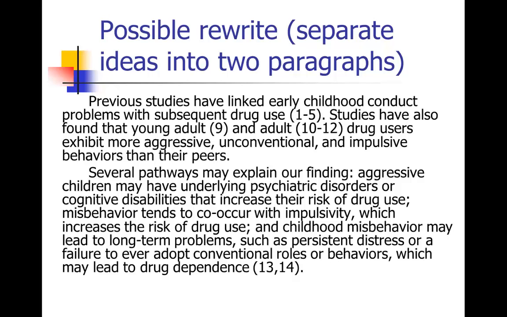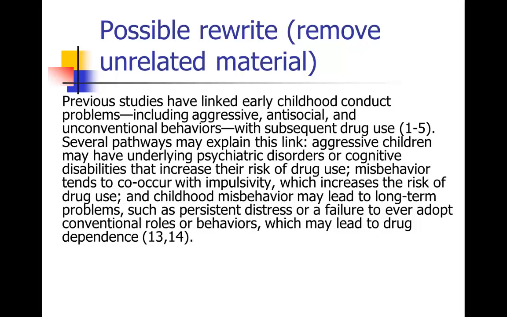Here's the other alternative thing you could have done, is you could have just deleted all of those adult studies, as I mentioned, and just have the whole paragraph be about the childhood studies, and then you're basically saying previous studies have linked childhood conduct problems with subsequent drug use, and here are all the pathways that may explain the link that they found, as well as what we found. They also found the same link in their study. So we can do it that way. Either of those edits is perfectly fine, but I'm hoping you recognize that there was this change of ideas in the middle of that paragraph.